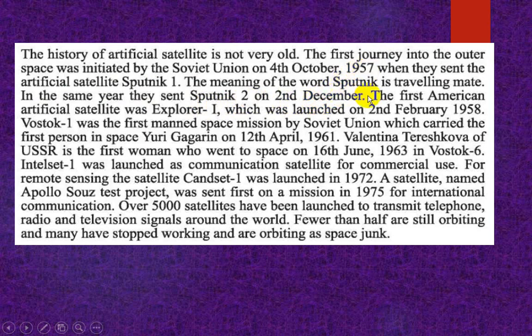So it's 1957. The first American artificial satellite was Explorer 1, which was launched on 2nd February 1958. So this is close, 1957 and 1958. America is one year behind. Then Vostok 1 was the first manned space mission by the Soviet Union, which carried the first person in space, Yuri Gagarin, on 12th April 1961. That was the first time a man traveled to outer space.